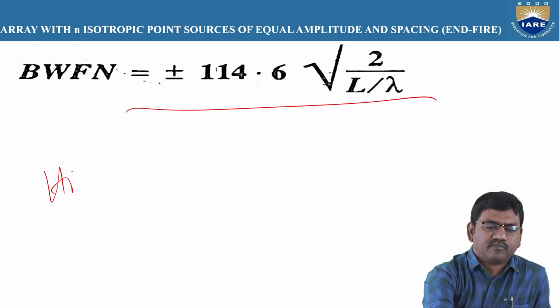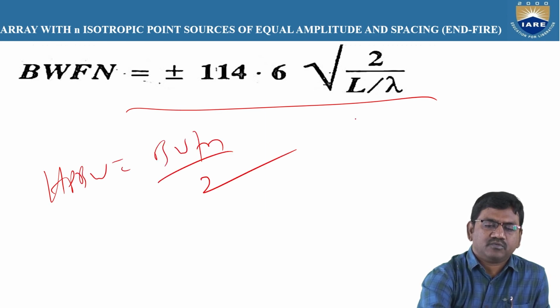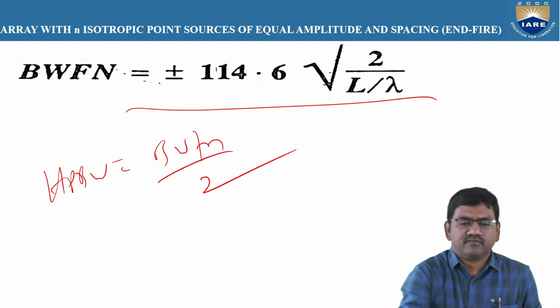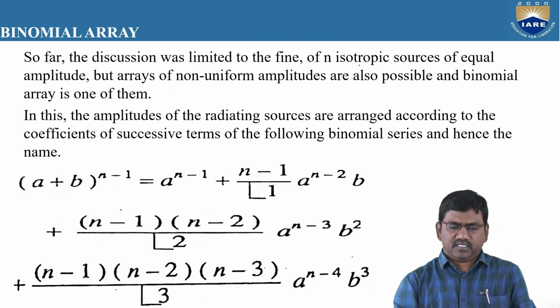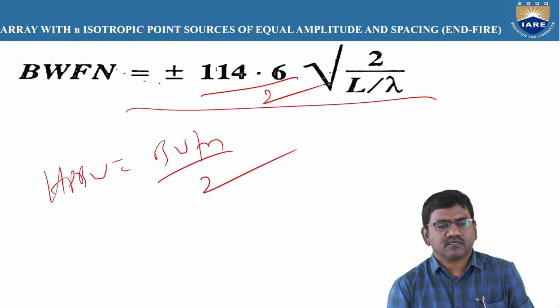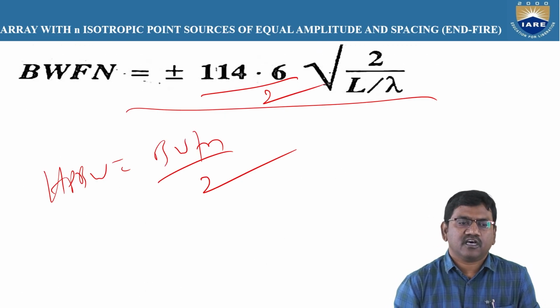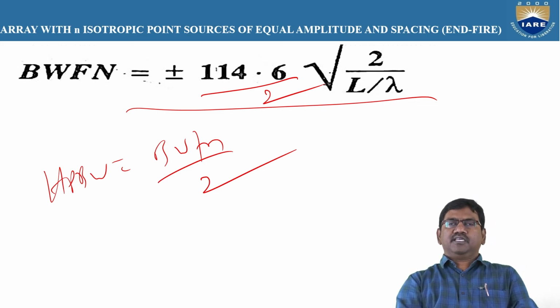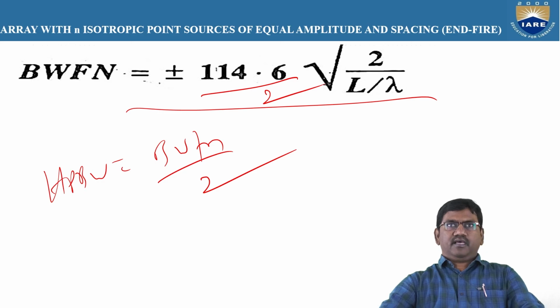If you want to find the half power beamwidth, this is nothing but BWFN by 2. Half power beamwidth is equal to BWFN by 2. This is equal to 114.6 divided by 2. So this is how to find the beamwidth between first nulls and the half power beamwidth of n isotropic point sources of the broadside array and also the n-fire array. With this we will close the session today and we will continue the remaining topics of the array in the next session.